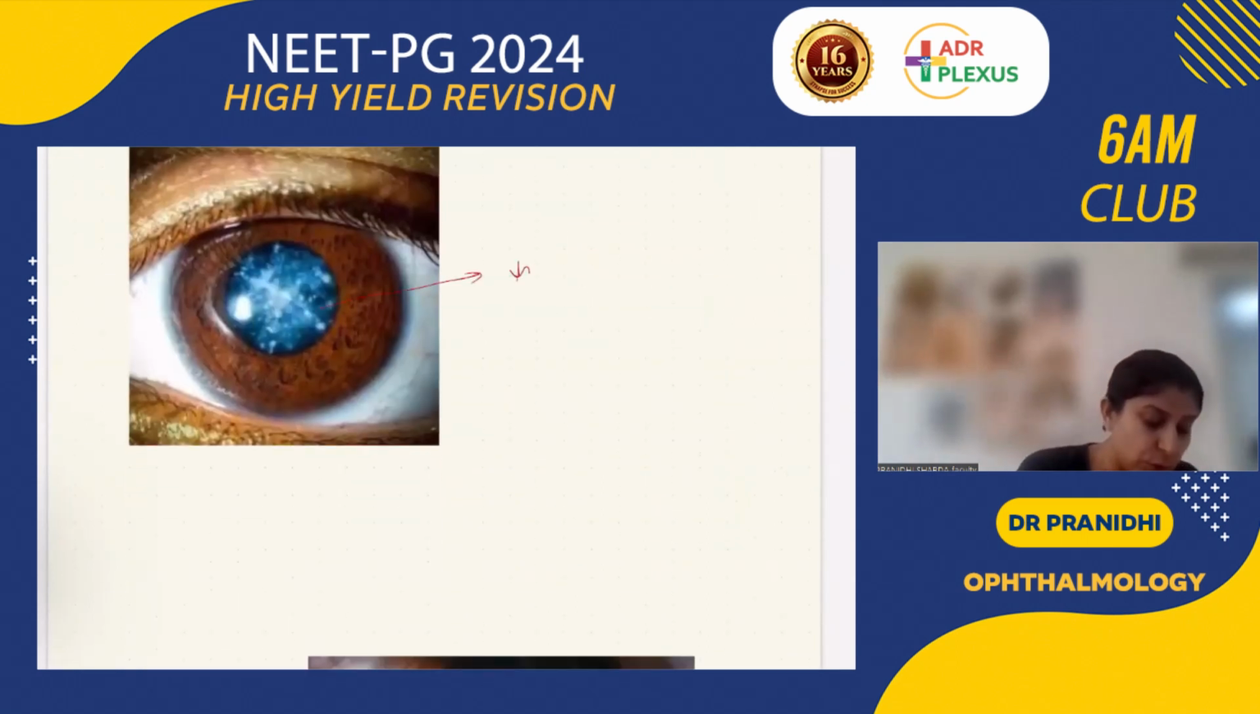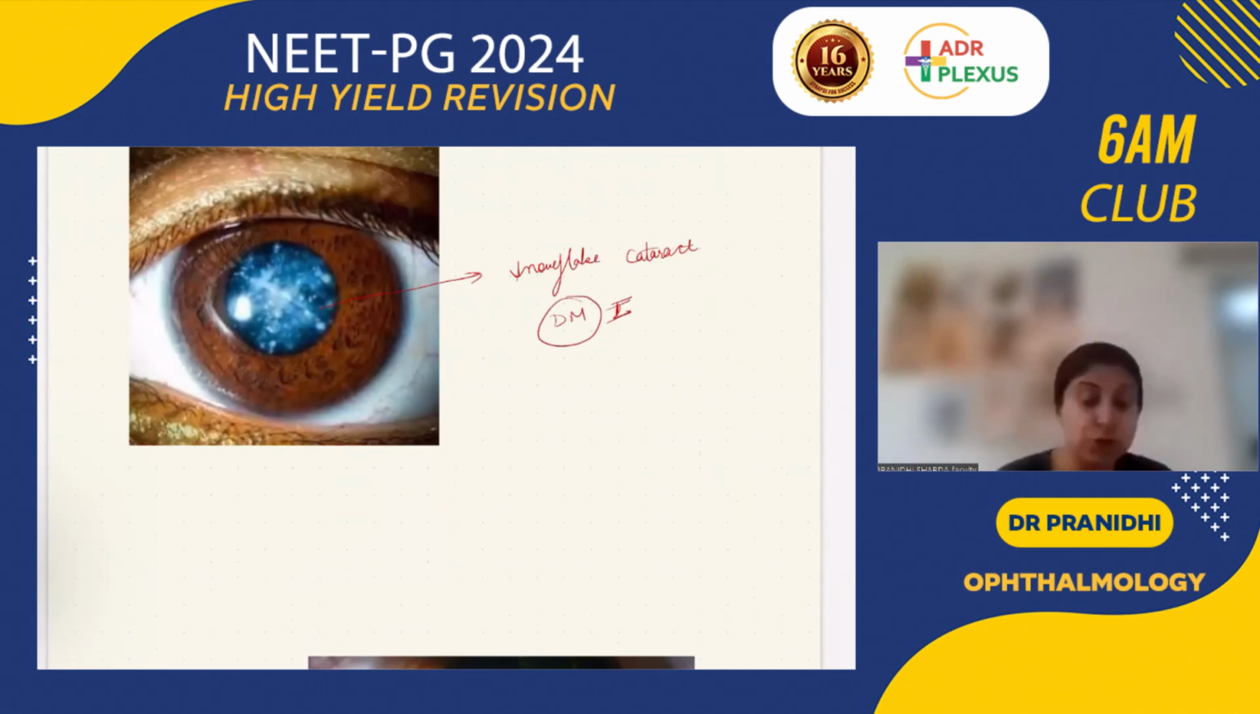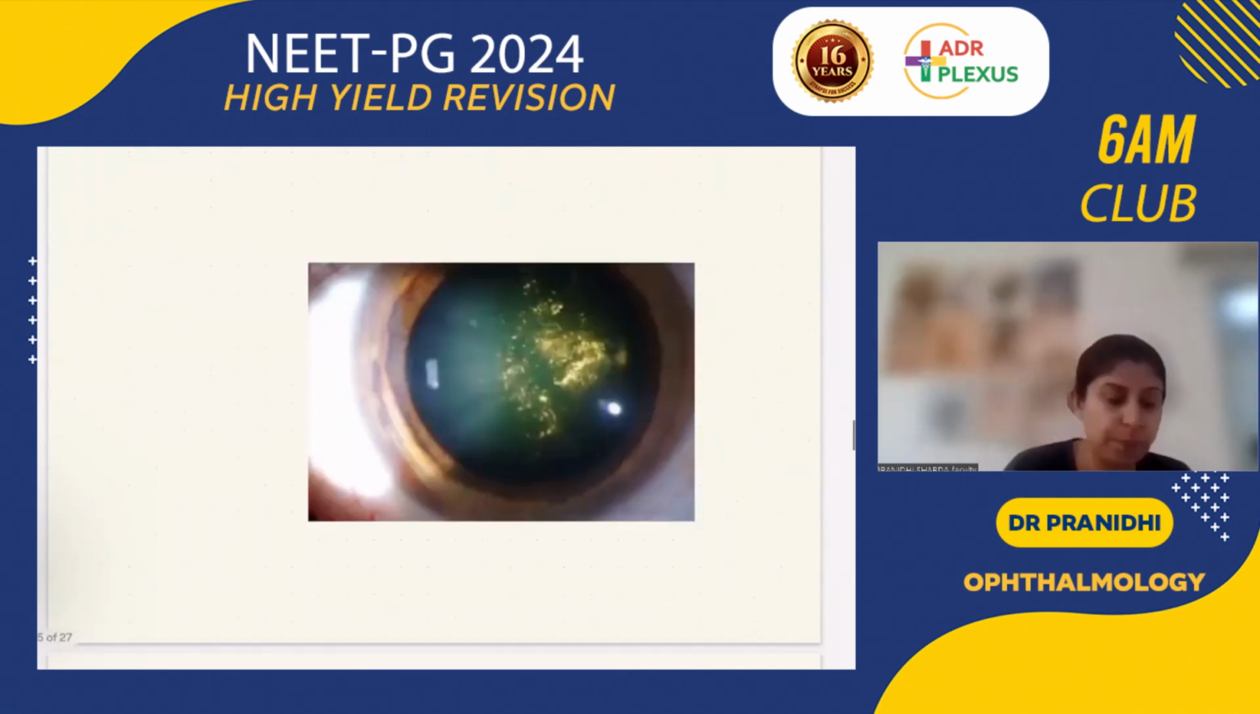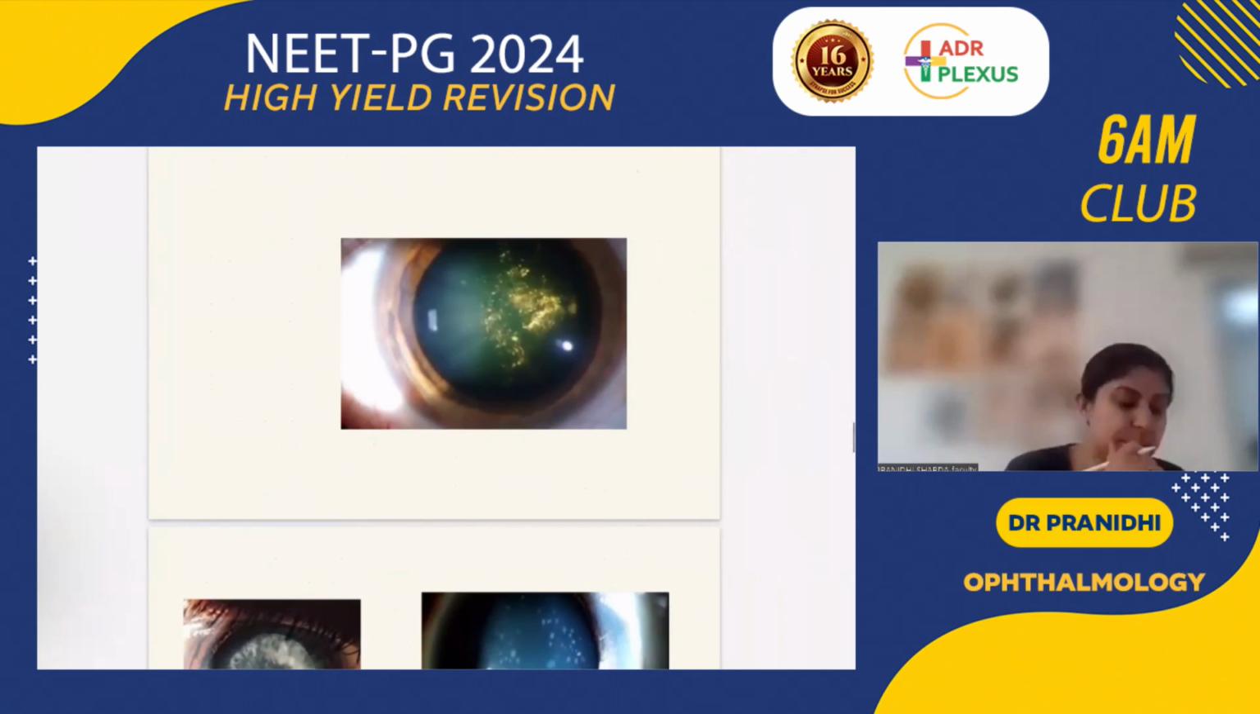This is known by the name of snowflake cataract. Snowflake cataract is seen in diabetes mellitus patients, especially type 1 diabetes patients. Okay. Can anybody tell me which type of cataract is this? I'll give you the name of this cataract. Can you tell me where it is seen?